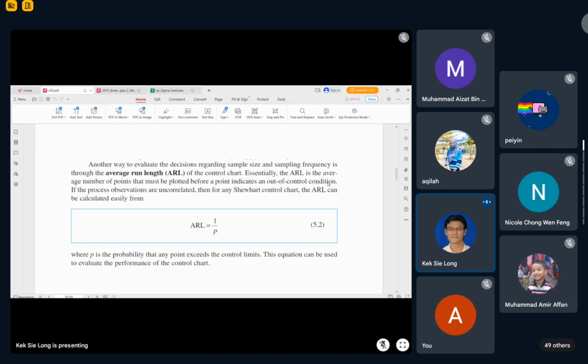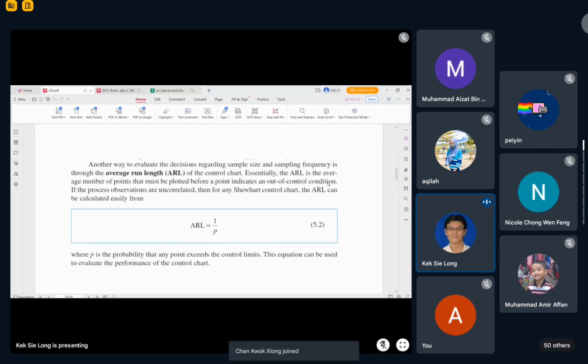You might feel that mathematics is so amazing, right? How to know the average number of points before a point is out of control? Before we go further, just think about it. How do we know the average number of points before a point is out of control?